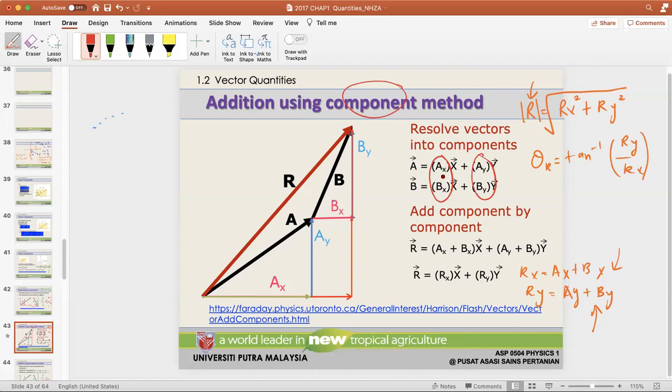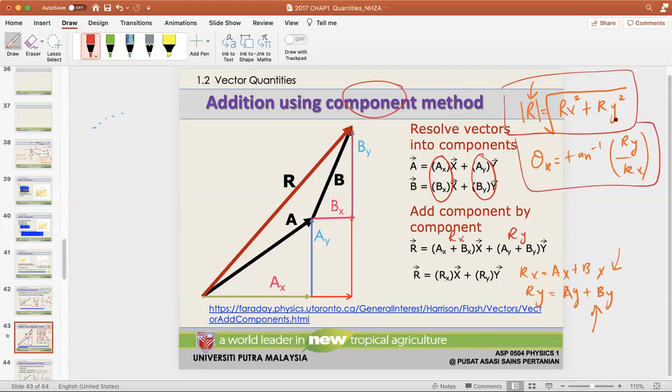So that is why we need to resolve, because to add A and B, the direction should be the same. The same direction is AX with BX, and AY with BY. So you will get RX here and RY here. RX is AX plus BX, RY is AY plus BY, and the magnitude of the resultant force uses this equation, Rx squared plus Ry squared. The modulus of this is the magnitude and the direction is this.